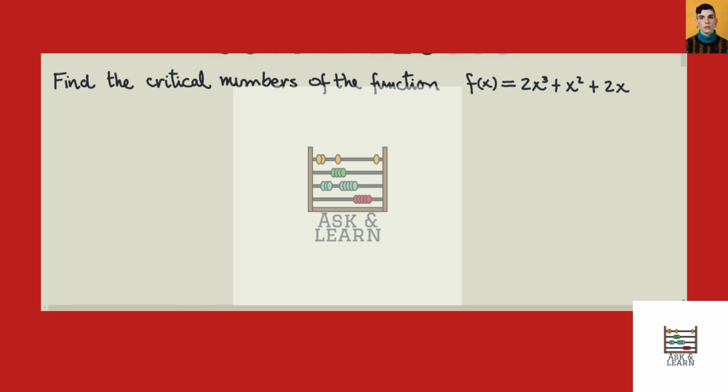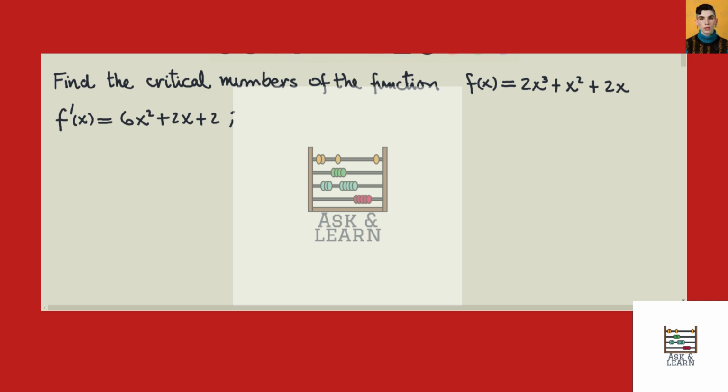We want to find the critical numbers of the function f of x equals 2x cubed plus x squared plus 2x. So first we find the derivative of f, and that function is 6x squared plus 2x plus 2. And this derivative exists at any real number x.